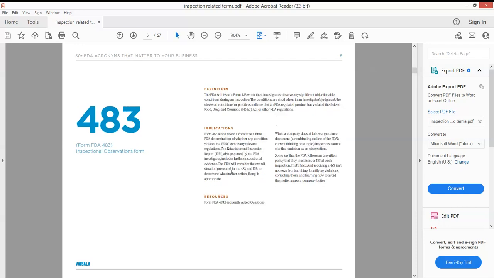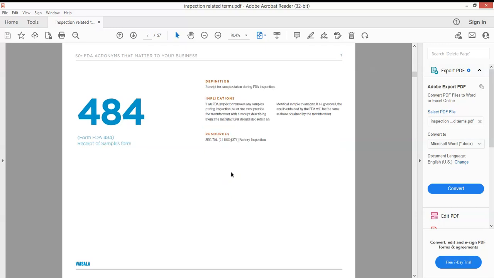The second is Form 483. This is known as the Inspectional Observations form. And Form 484 is also known as the Receipt of Samples. So normally there are three types of forms used in FDA inspection: Form 482, Form 483, and Form 484.